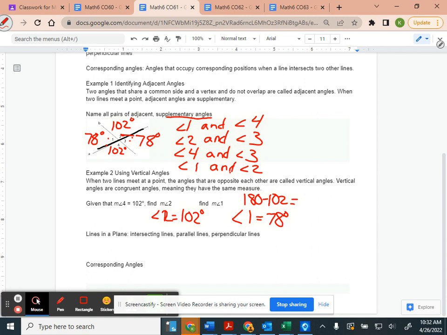All right. Lines in a plane. Intersecting lines, parallel lines, and perpendicular lines. We had those terms up in the top in our definitions. So let's see what we're going to do. Is the vertical angles. So intersecting lines. So let's say we have lines that look like that.